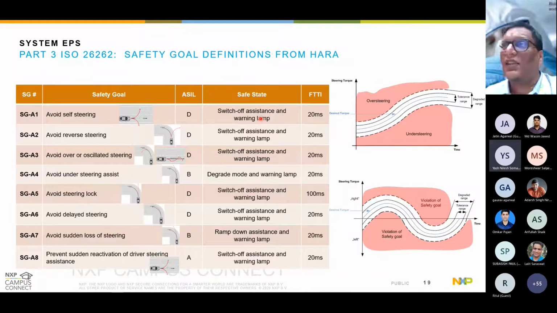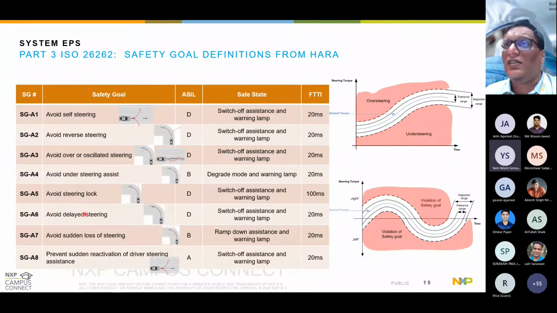So as soon as you switch off the assistance, the driver will have direct control of the steering column, and so the steering assistance will no longer work. So that's the safe state. The steering ECU will no longer play a role in driving or showing what's the indication, what's the direction the car should turn. It's no longer playing a role. So that's the safe state that's defined here.